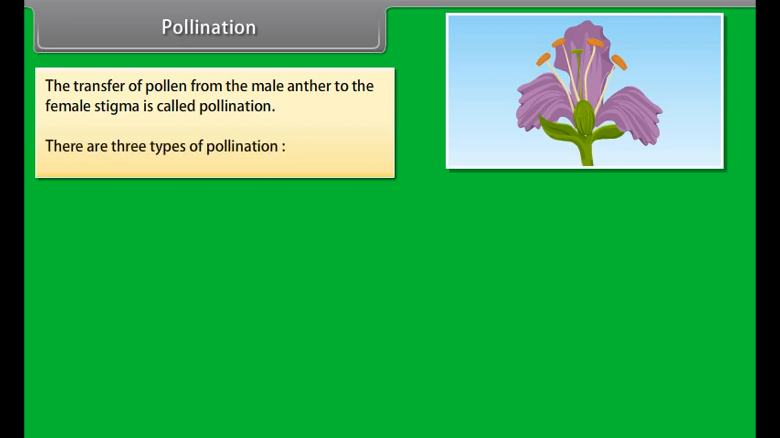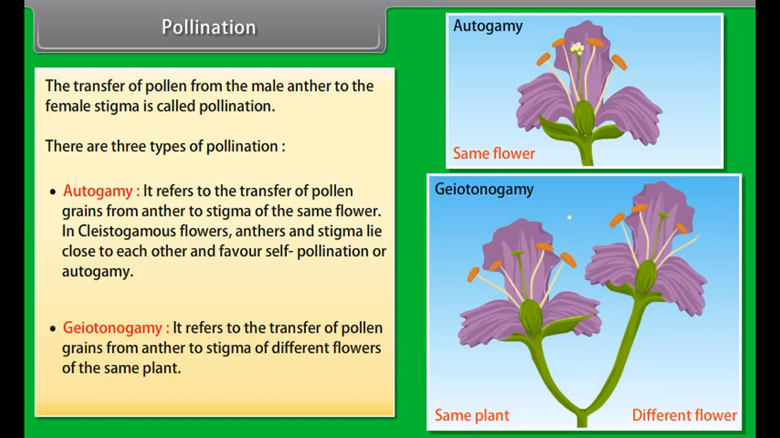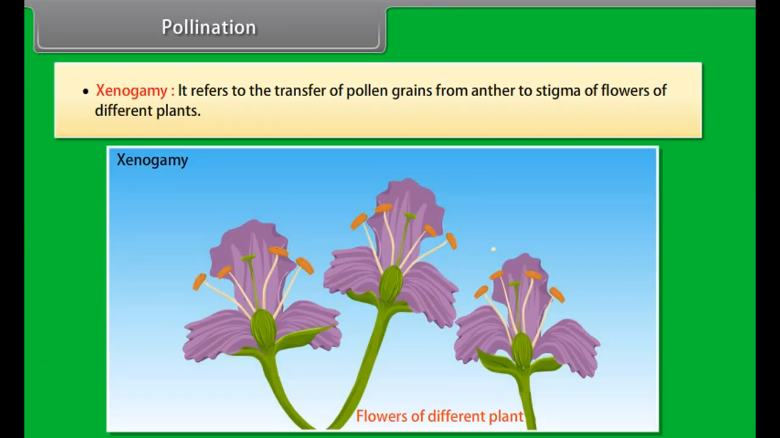There are 3 types of pollination. Autogamy refers to the transfer of pollen grains from anther to stigma of the same flower. In cleistogamous flowers, anthers and stigma lie close to each other and favor self-pollination or autogamy. Geitonogamy refers to the transfer of pollen grains from anther to stigma of different flowers of the same plant. Xenogamy refers to the transfer of pollen grains from anther to stigma of flowers of different plants.